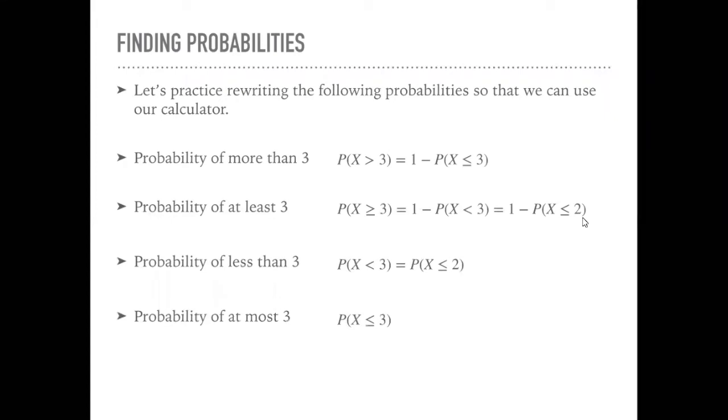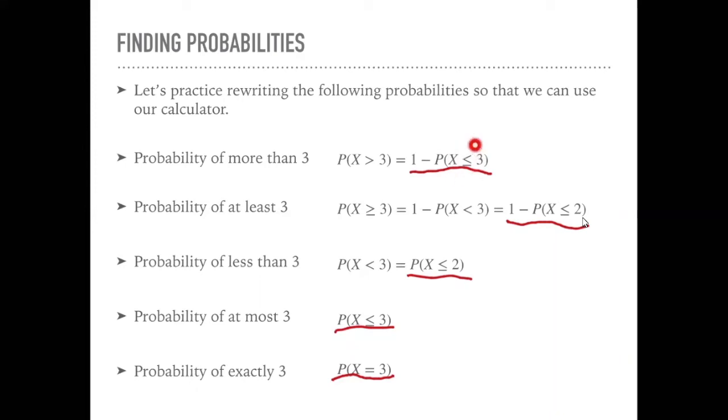Probability of at most 3 is probability x is less than or equal to 3. And then probability of exactly 3 is probability x equals 3. Now, in each of these, we are getting it to something where we have less than or equal to some number, or equal to a number. And we're aiming for getting it to where we have this less than or equal to, because that is what our calculator wants us to have for when you're using the binomial CDF.